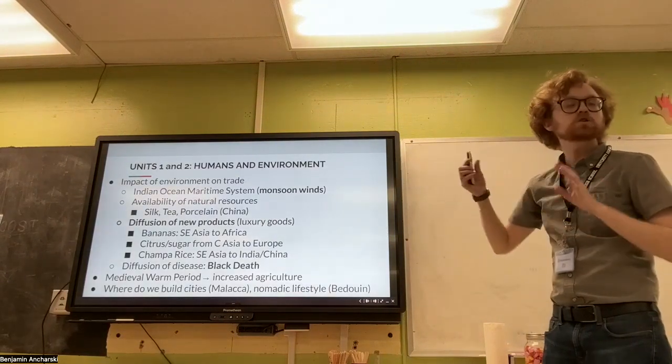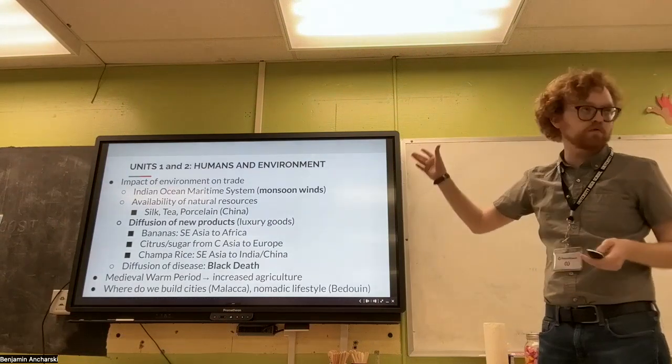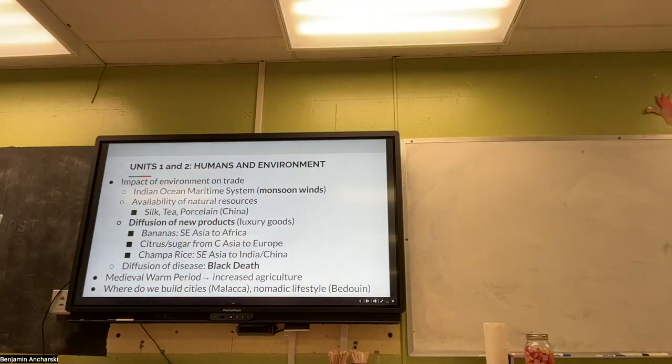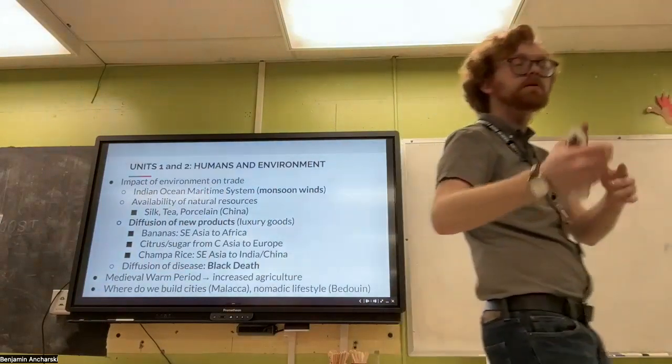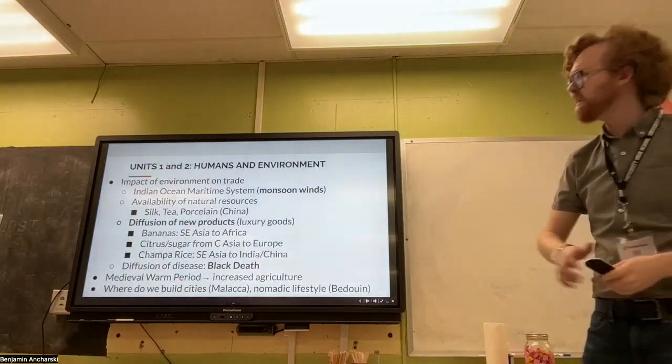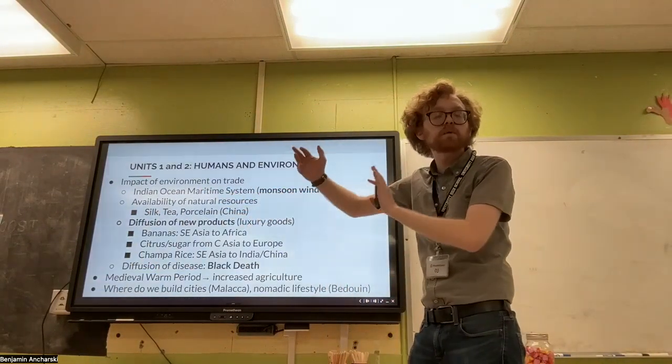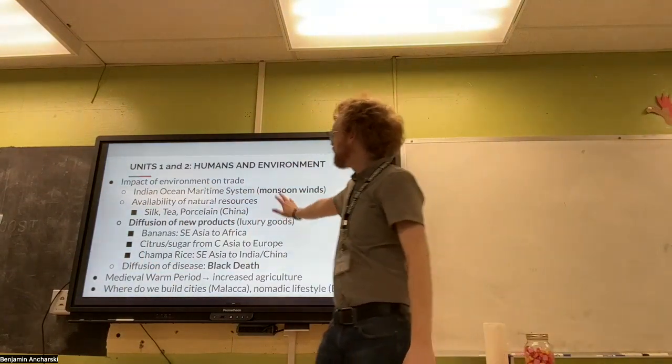So the very first course theme is this idea of humans and the environment. And units 1 and 2 is basically going to be about trade. Trade is the biggest concept in unit 1 and 2. And we're going to talk about trade more in a second, but in terms of its environmental aspects, one of the common themes is how does trade impact the environment, and how does the environment impact trade? And it impacts them in a variety of ways. For one thing, the Indian Ocean Maritime System. This is primarily driven by the monsoon system. If you ever get a question related to the Indian Ocean Maritime Trade System, it's probably to do with the monsoon system.